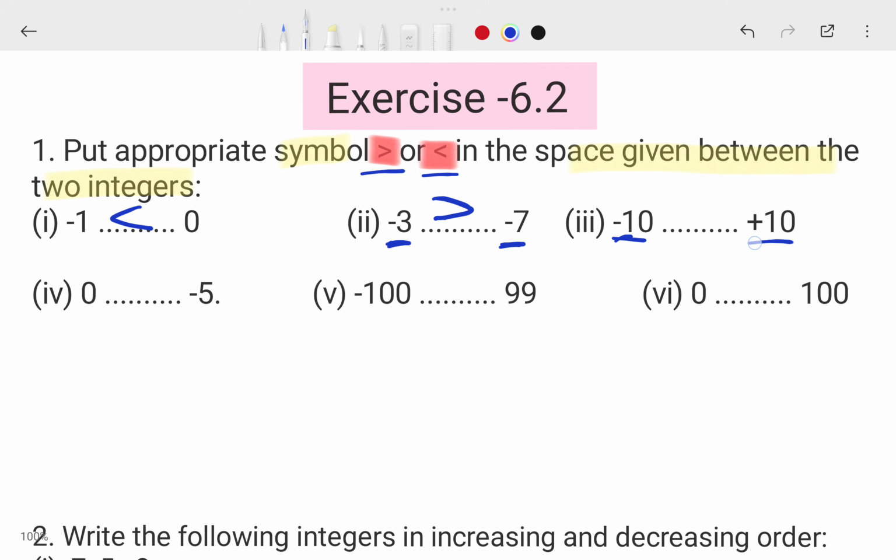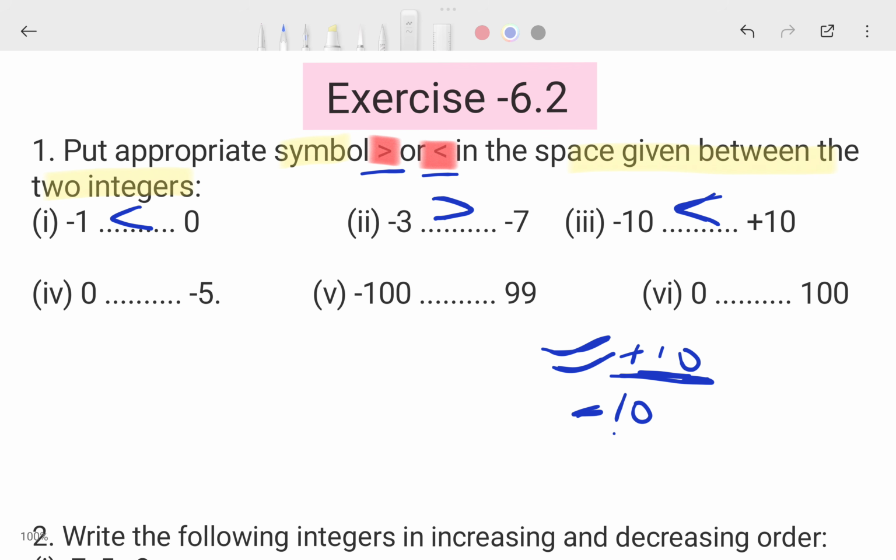So it is given -10 or +10, which is greater? So always remember, positive numbers are always greater than negative numbers. If it is given -10 or +10, the positive number is always greater than the negative number. So of course this one is greater, so you will put the symbol like that.